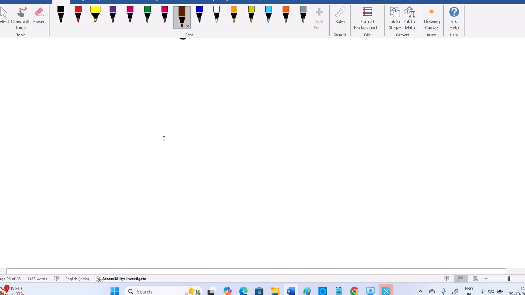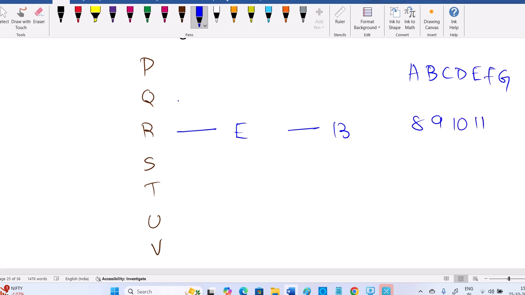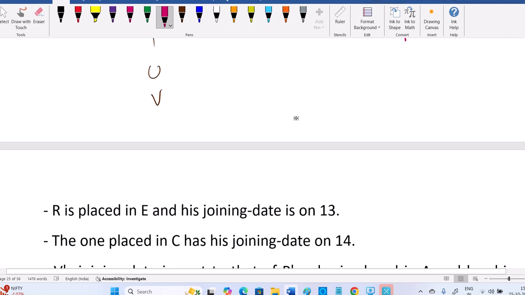So I'm just creating my table for the people P, Q, R, S, T, U, V. For R, placed in which company? E company, joining date 13. This looks very simple, maybe a bit silly as well, but what I'm doing is you write all those numbers and dates in the list, and once it is arranged, you cancel that. So E completed, 13th date is assigned. R placed in E, joining date 13.